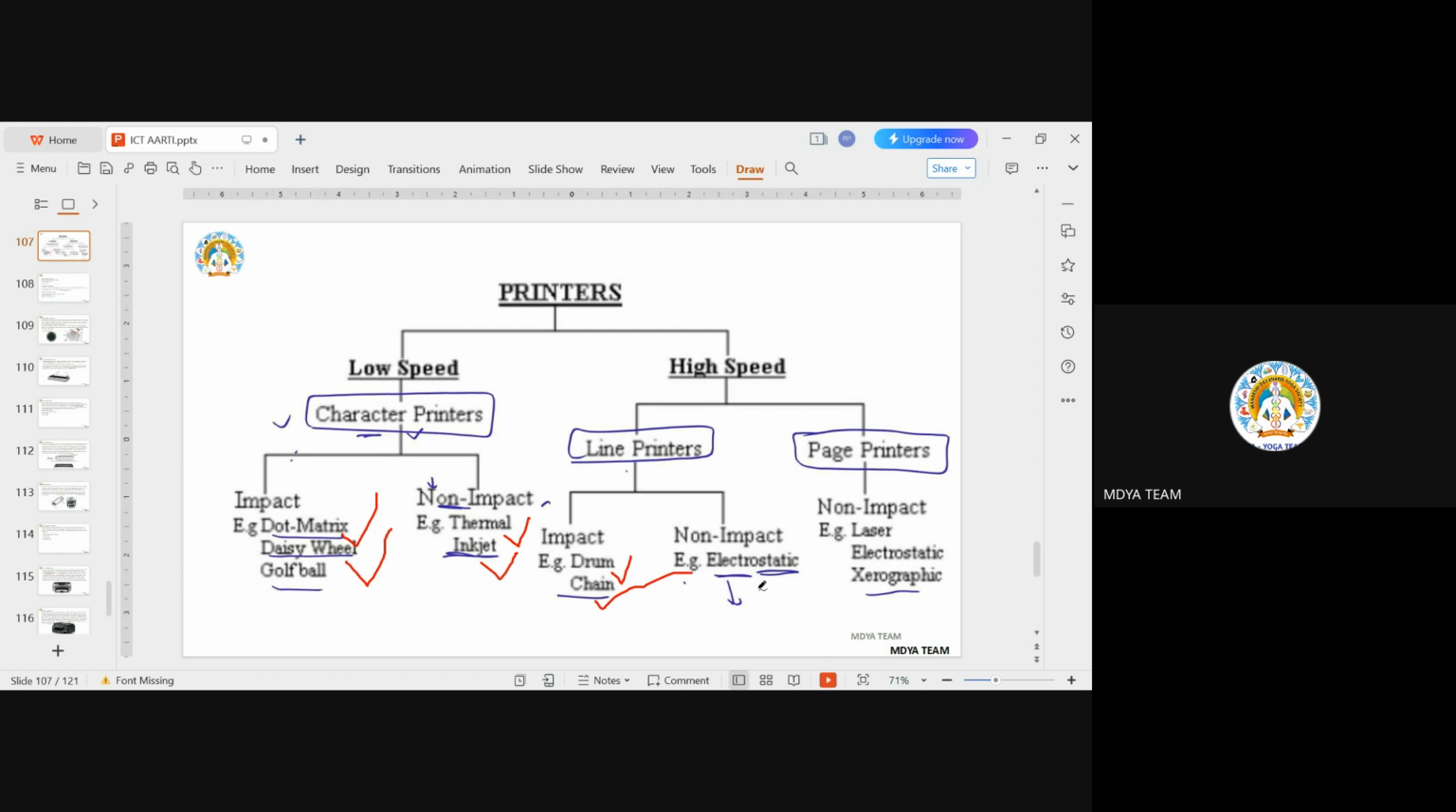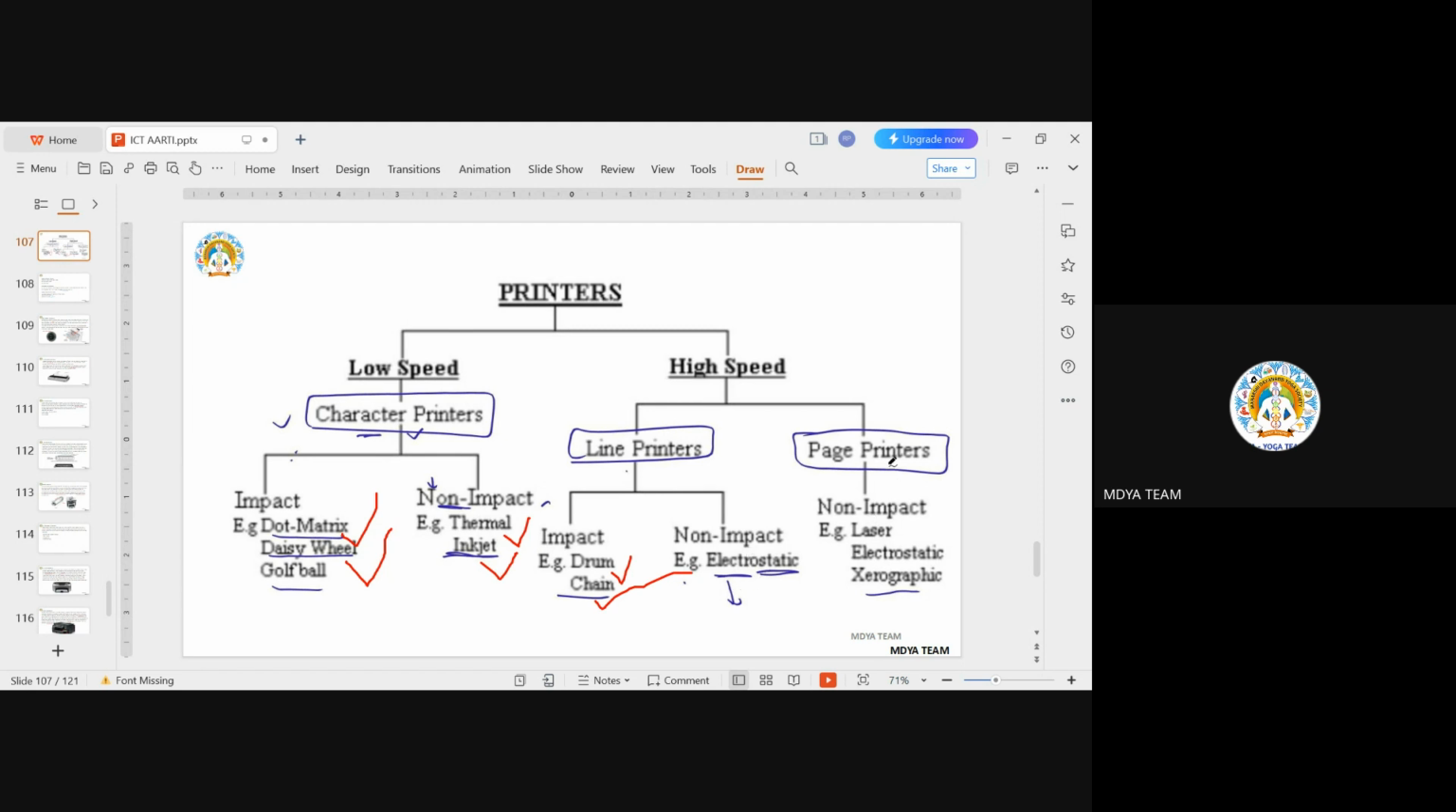Electrostatic means electrons are used while printing. Like now you see in the display unit, an electron gun projects on the screen, so the image is formed. Similarly in electrostatic printing, there is also an electron gun. You can say that electrons are used to print the text or image. This is the main difference: electrostatic is non-impact.